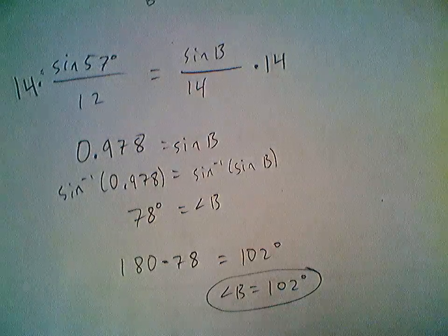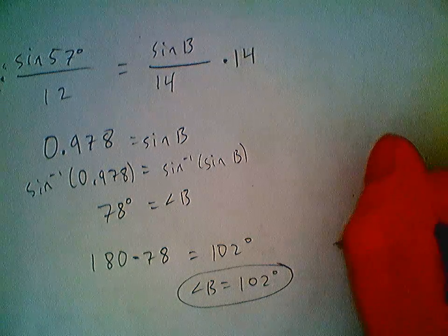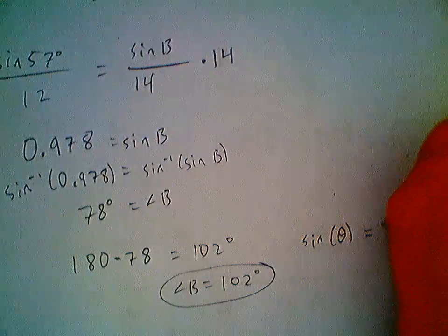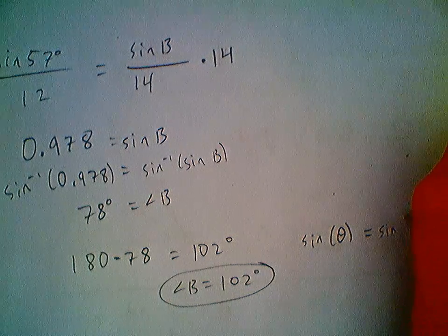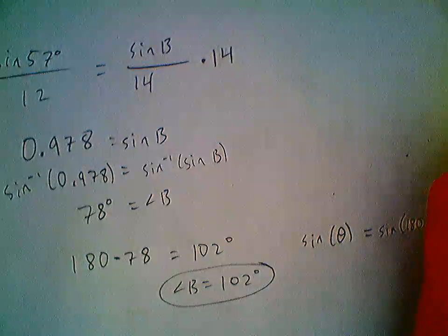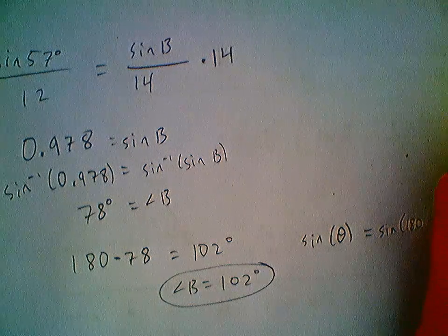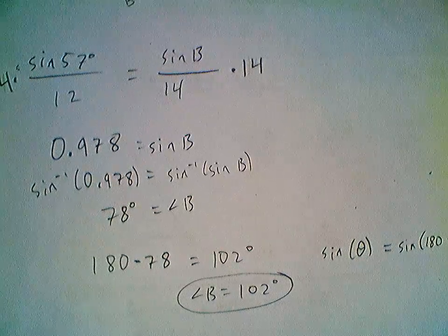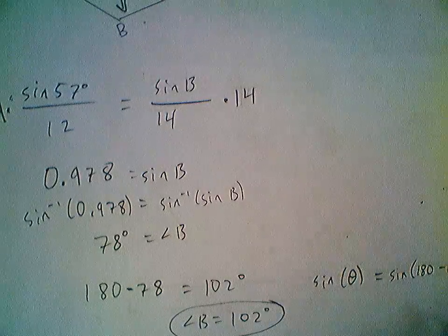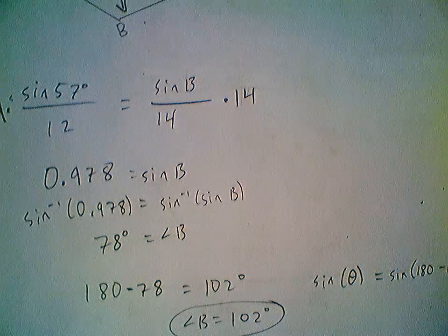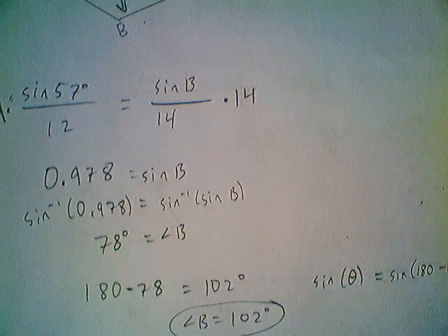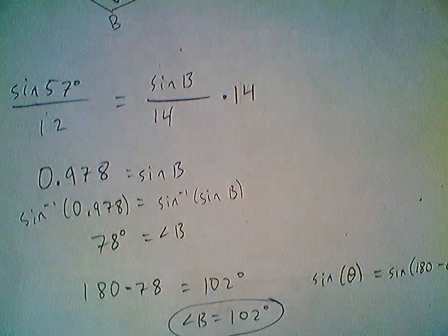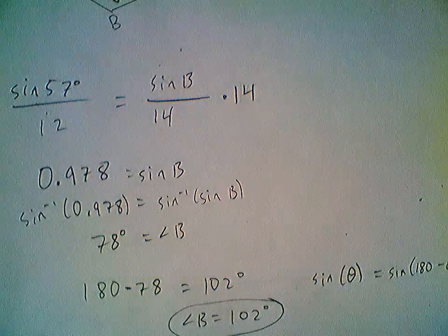And the property that we are using there is the property that says the sine of any angle is going to be the same thing as the sine of that same angle subtracted from 180. So law of sines doesn't know whether or not your angle is acute or obtuse. So when you get your final answer in these problems, you have to subtract your angle from 180.